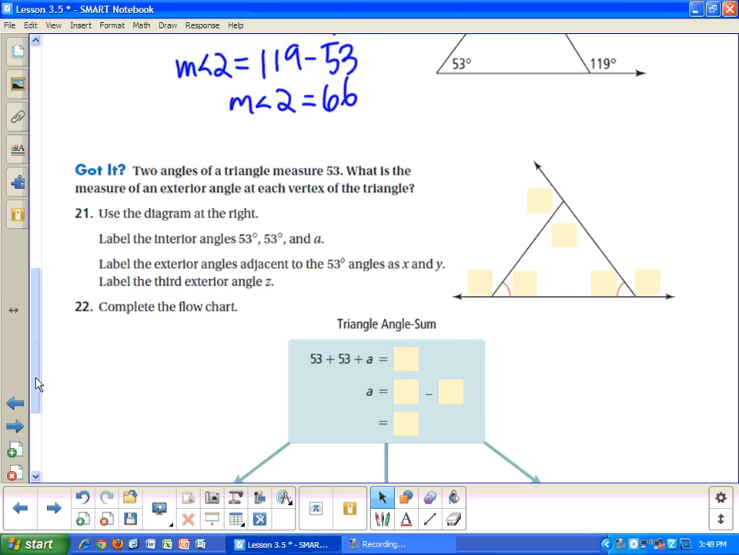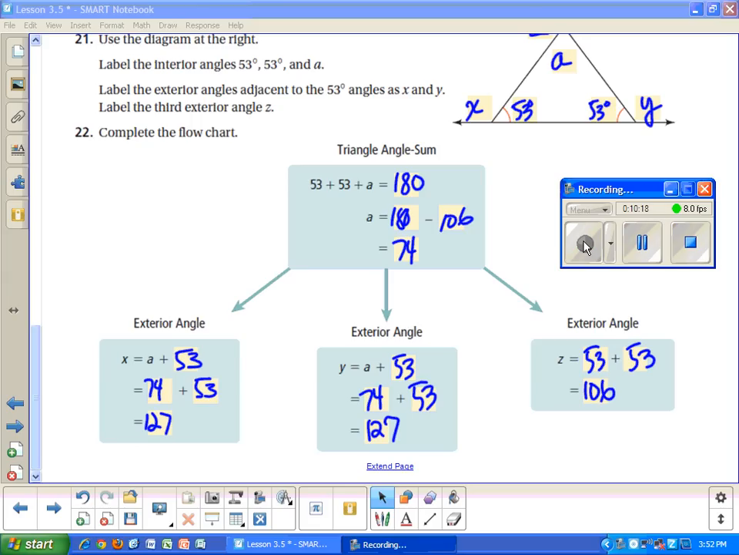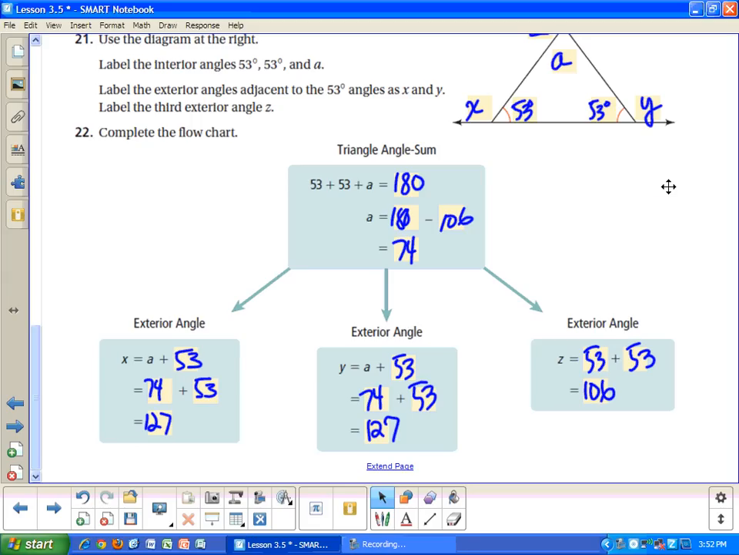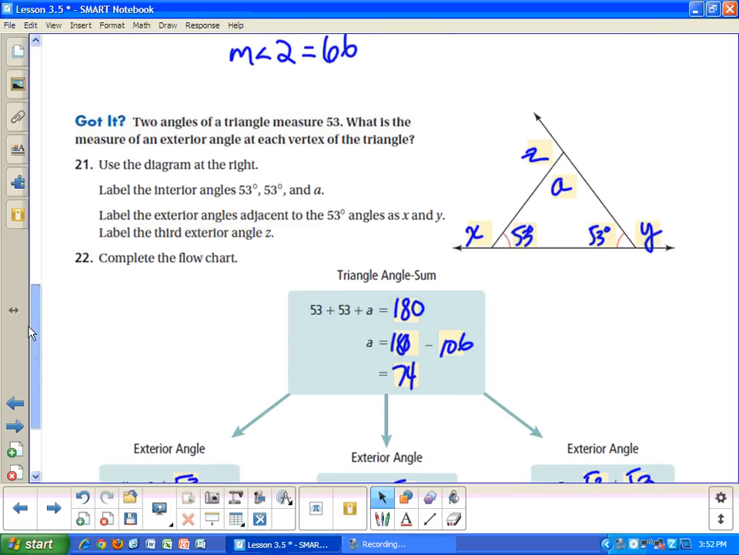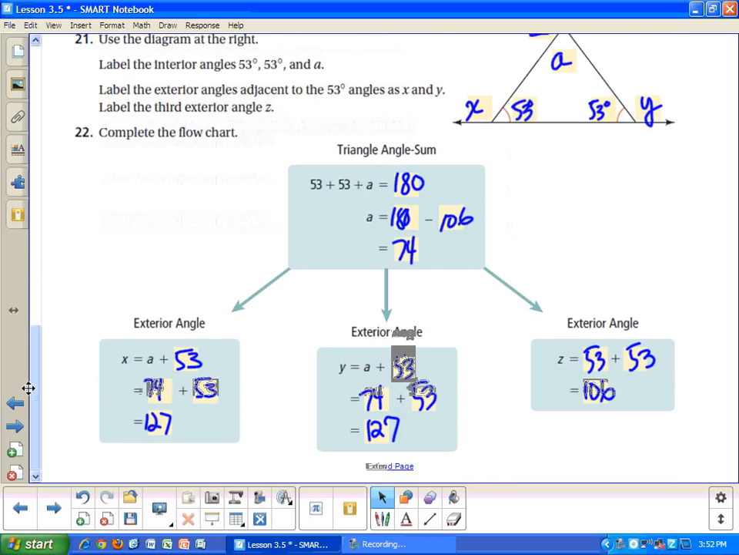Go ahead and try out that triangle exterior angle theorem. All right, so that's the way you should label it. And you can check your work.